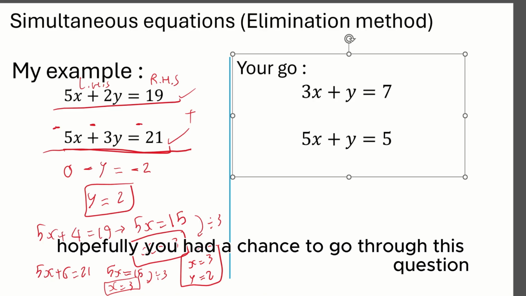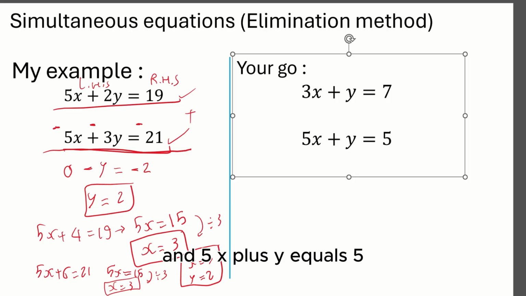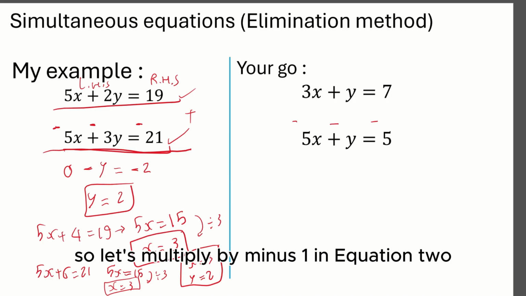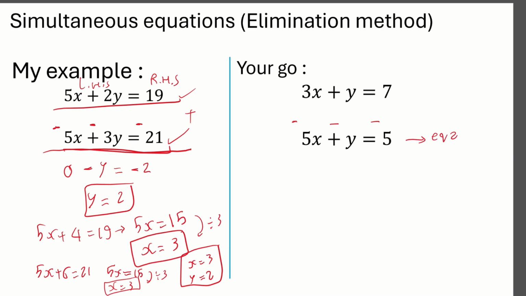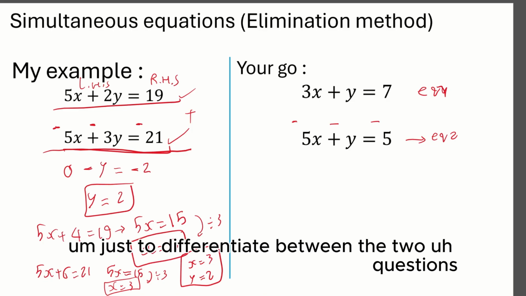Okay, so hopefully you had a chance to go through this question. We're talking 3x plus y equals 7 and 5x plus y equals 5. So let's multiply by -1 in equation 2. And this is equation 1. Okay, and I will use a different color pen just to differentiate between the two questions.